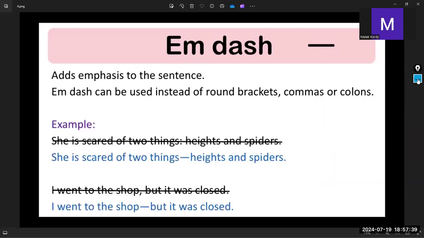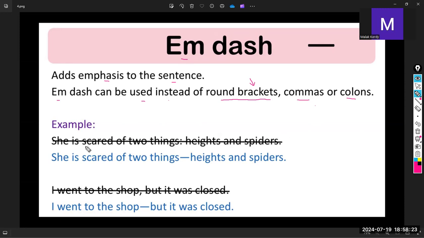Now, the M dash is different. Why? Because the M dash adds emphasis to the sentence. What do I mean? Keep in mind that the M dash can be used instead of round brackets. This is why I told you that brackets are the easiest punctuation mark, because to be honest, you can replace brackets with the M dash or even with commas. We will talk about that when we start discussing the brackets. So keep in mind that the M dash could be replaced by brackets, commas, or maybe colons.